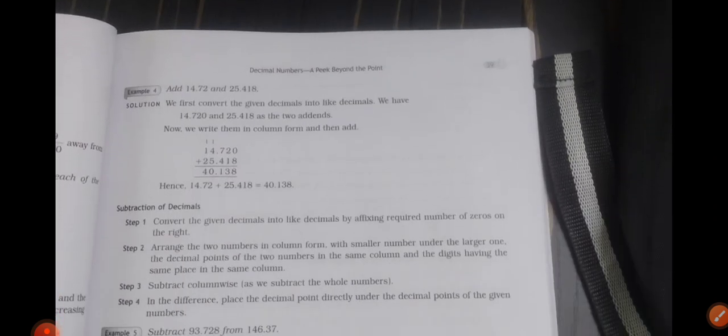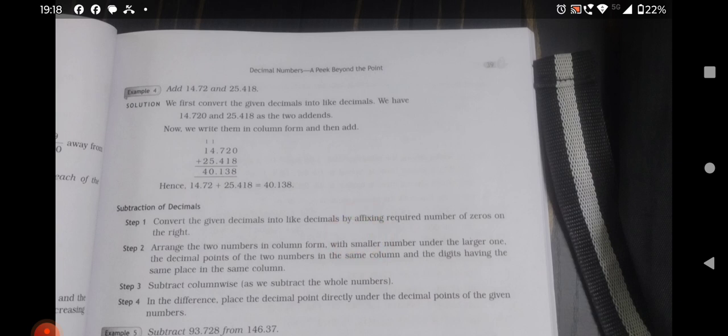4. Add 14.72 and 25.418. Solution. We first convert the given decimals into like decimals. We have 14.720 and 25.418 as the two addends. Now we write them in column form and then add. Hence 14.72 plus 25.418 equals 40.138.